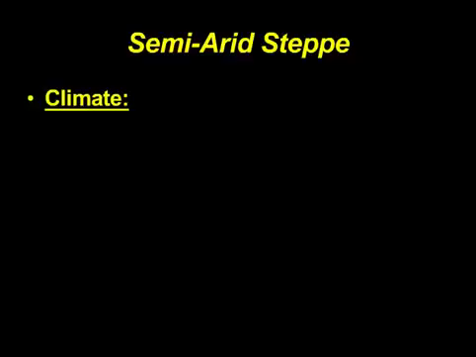Key to understanding a semi-arid steppe climate is it's very much a transition zone, especially in the United States, from the very dry areas, the deserts, i.e. the southwest, to more of the humid forest land areas you'd find along the east coast. And so the semi-arid steppe we find in the Great Plains and a good amount of the Rocky Mountains.